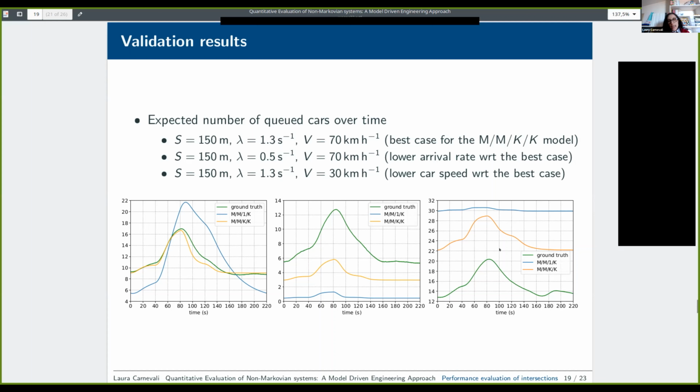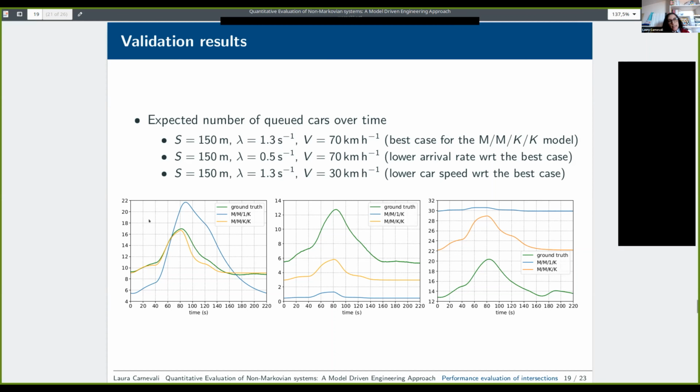This trend goes in the opposite direction when the car arrival rate is larger. So in this case, the MMKK model tends to overestimate the expected number of queued cars over time provided by the ground truth, which is represented in green here. And this is also exacerbated by the fact that the microscopic traffic simulator we have used tends to abort car arrivals when two cars arrive with too short inter-arrival times.